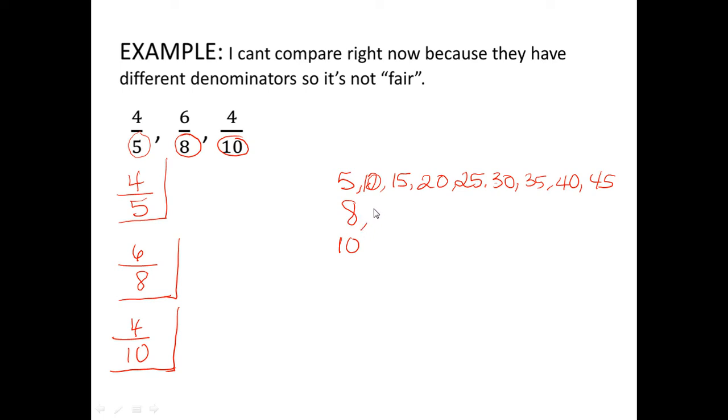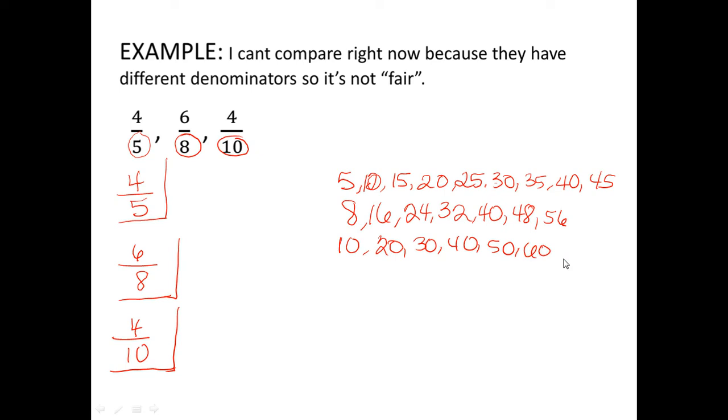Okay, so 8 would be 8 plus 8 is 16. 8 more is 24. 8 more is 32. 40. 48. 56. And 10s are easy. 10, 20, 30, 40, 50, 60, etc.